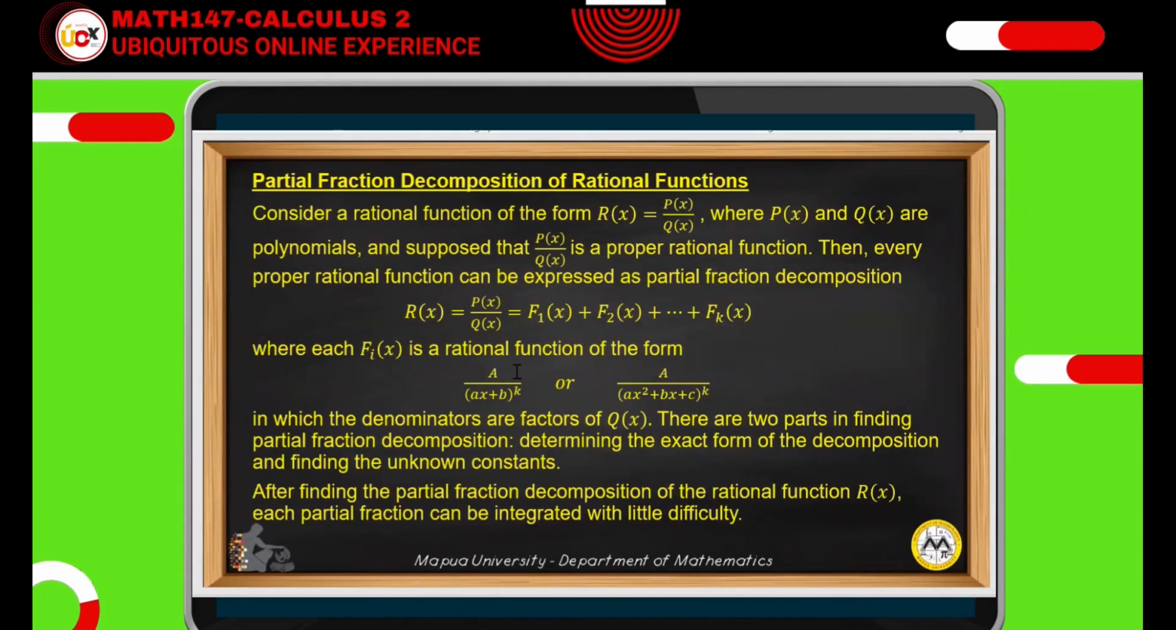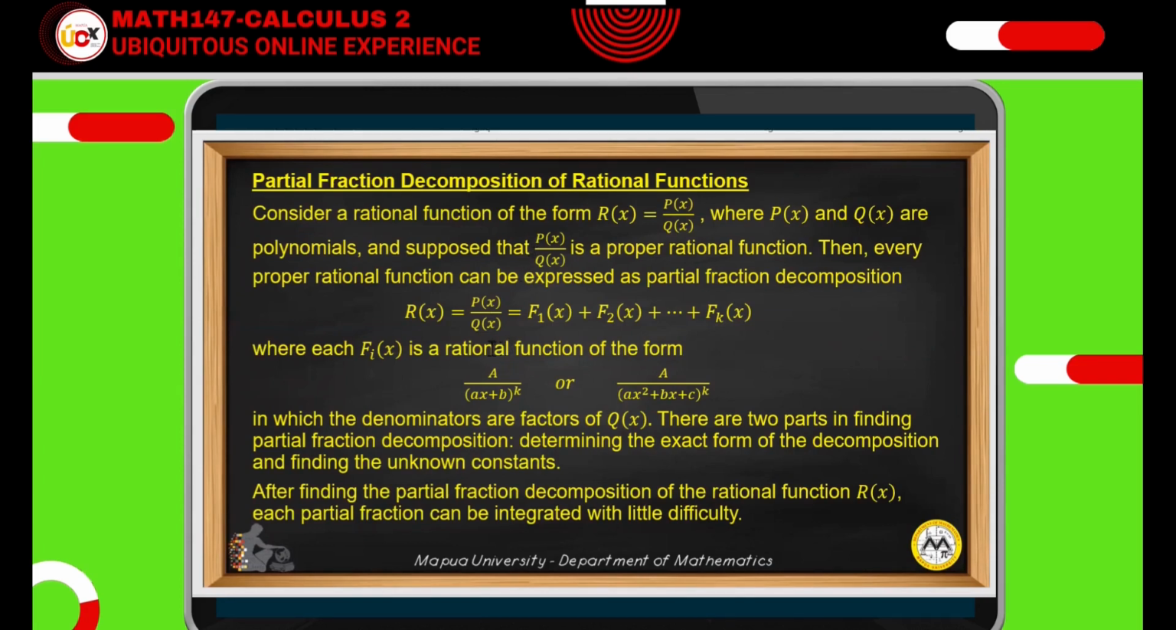We are going to consider the integrand, which is in rational form, p of x over q of x, where p of x, of course, is the numerator and q of x is the denominator. Suppose that p of x over q of x is a proper rational function. When we mean proper rational function, it means that the degree of the numerator is less than the degree of the denominator. Therefore, we can decompose the proper rational function into sum of partial fractions.